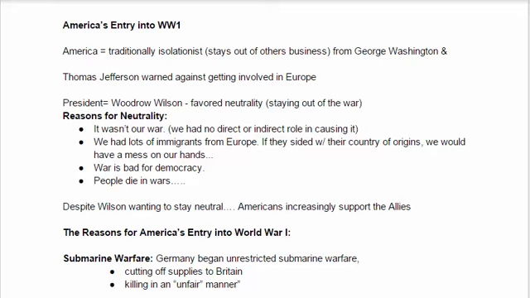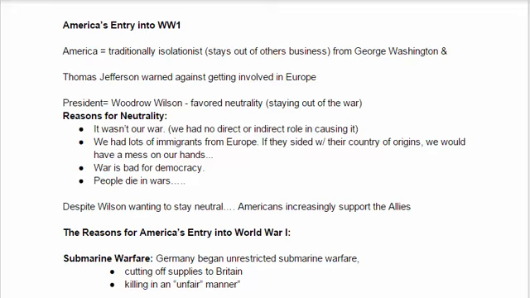And the last thing that he says is that people die in wars. So kind of that idea of it's not our war, it's not worth it. Our people are going to be killed. They're going to be killing other people. It's going to hurt American families, both physically and psychologically. And he really believes that it's just not worth it.